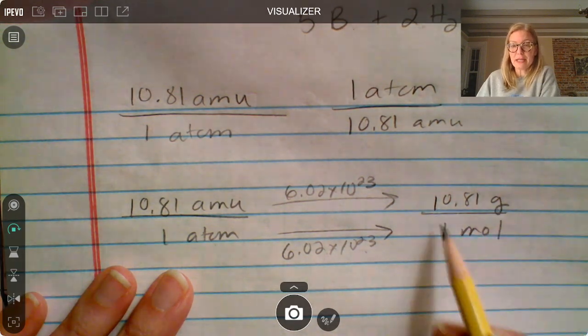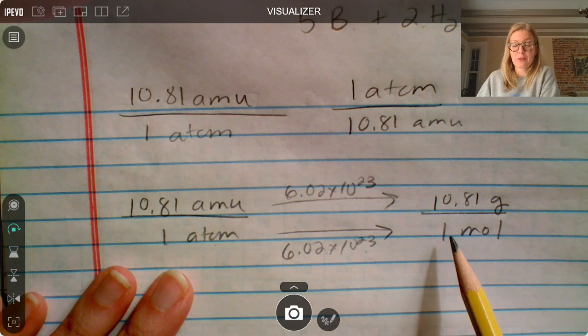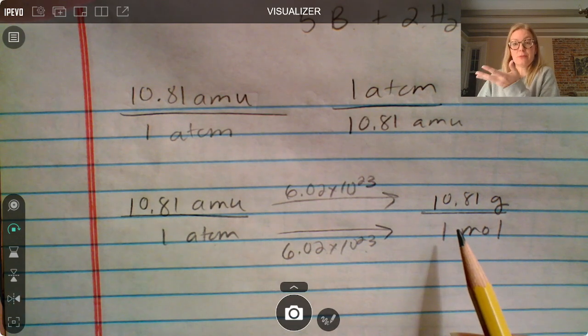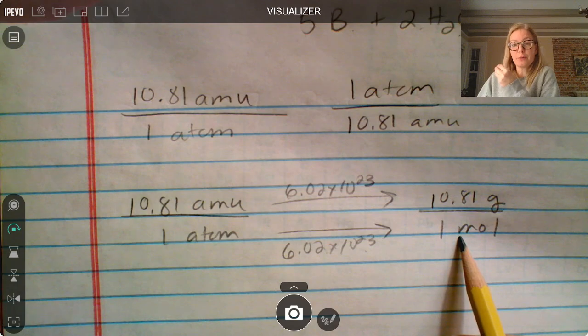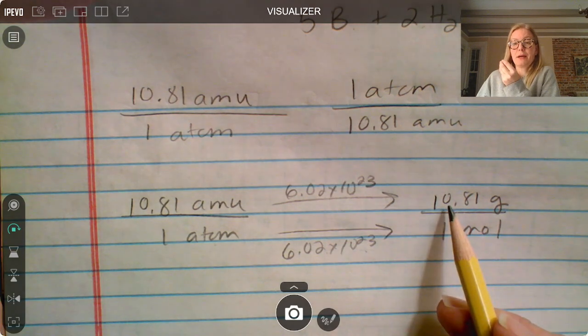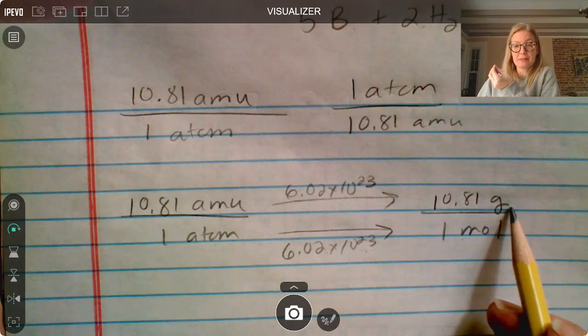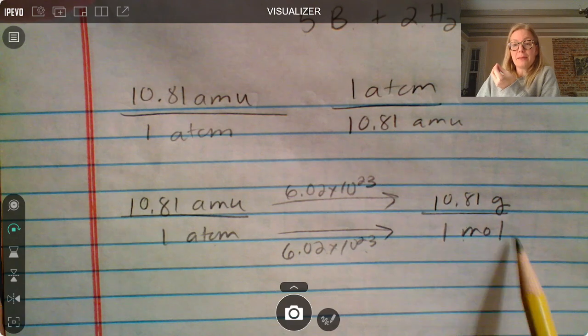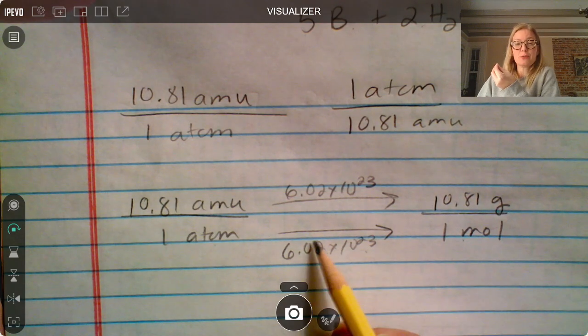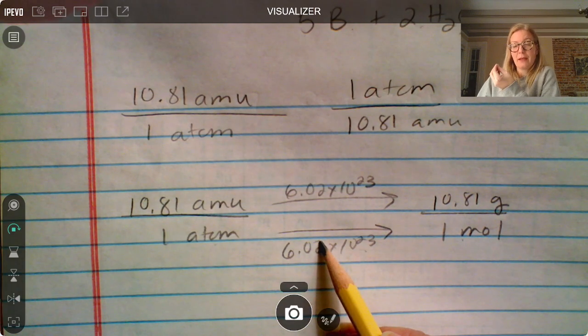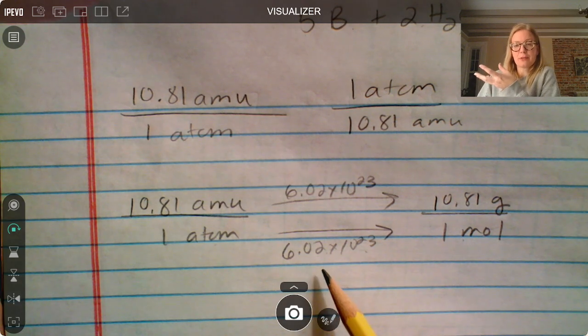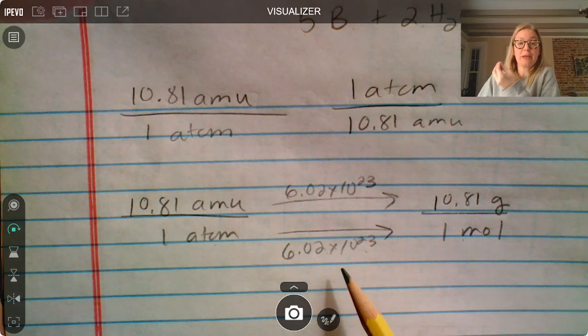I can measure out 10.81 grams of boron, okay, because my scale can do that. All right, so if I need a mole of boron, I need to measure out 10.81 grams, okay? And that mole of boron I know has 6.02 times 10 to the 23rd atoms in it, but obviously I can't see those atoms or count them out.